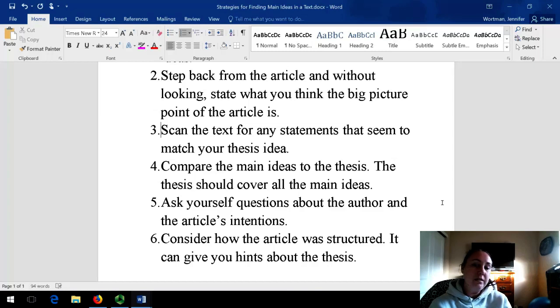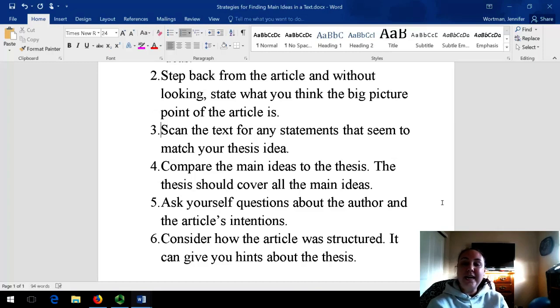So if you have a thesis idea in your mind and you're looking through your main ideas and you're like, oh, well, what I had thought really only relates to maybe two of my main ideas, well, then that lets you know that that's probably not the full thesis. It might be part of it, but it's not the whole thing yet.